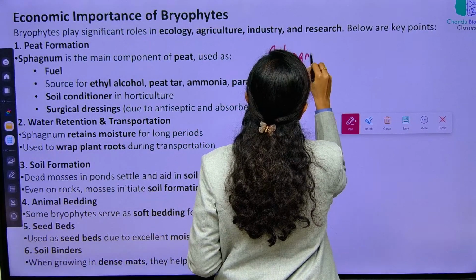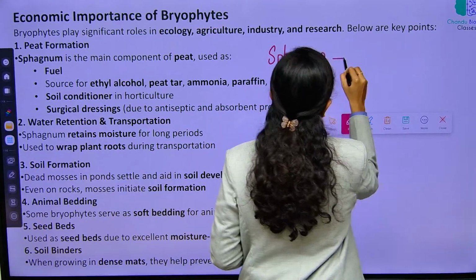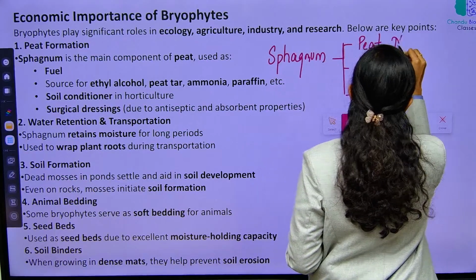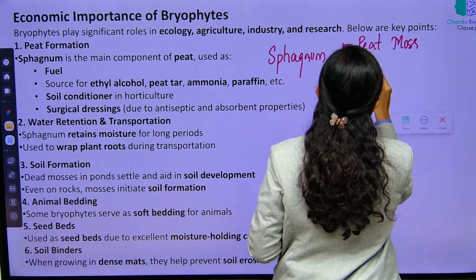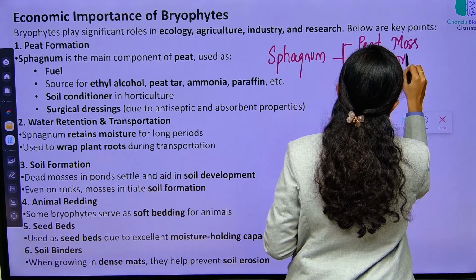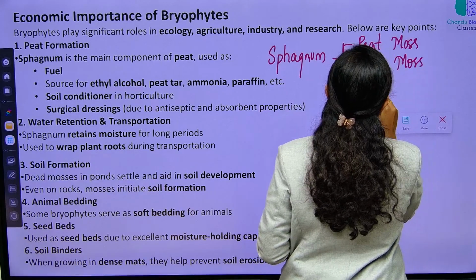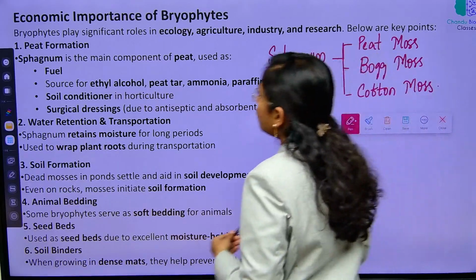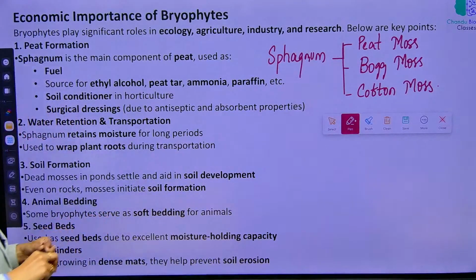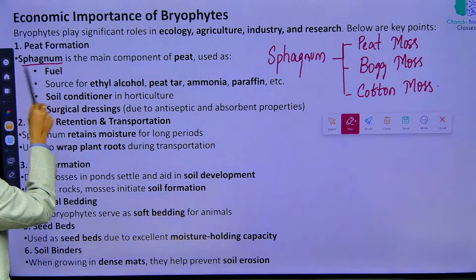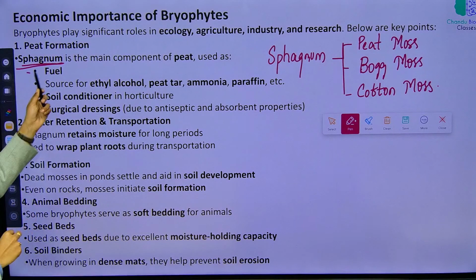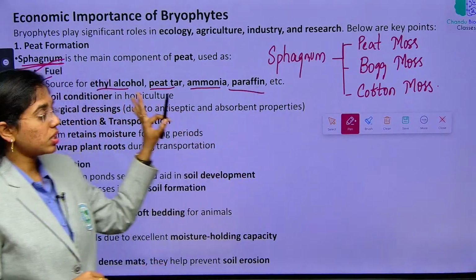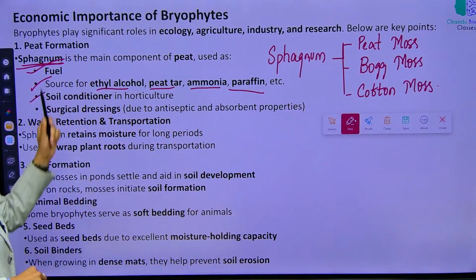Sphagnum is addressed as peat moss, bog moss or cotton moss. First, peat moss: why is it known as peat moss? Because Sphagnum is the main component of peat, which is used as fuel, and a source of ethyl alcohol, peat tar, ammonium and paraffin. This is the major source, and it is a good soil conditioner.